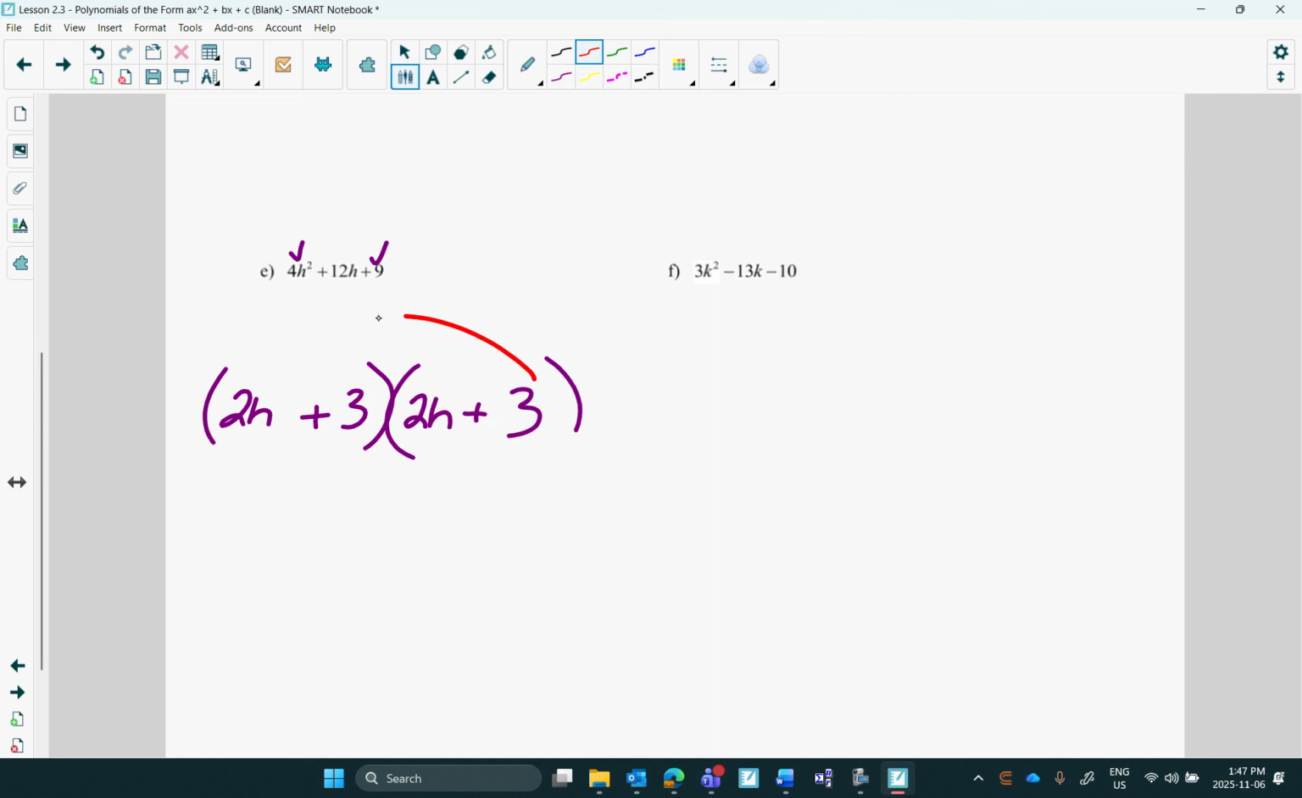And let's rainbow this baby. 2h times 3 is 6h. In the middle, 3 times 2h is 6h. Together 6h and 6h make 12h. Got it. Good. For answers, you don't need to do equals or anything like that. That's all you have to do.